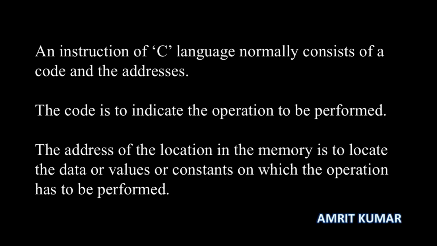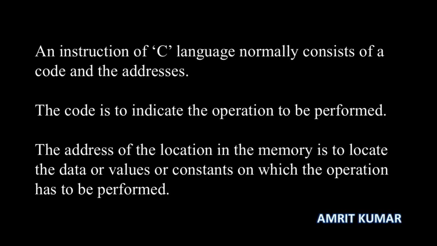language, code your program. We can say coding is that thing which is a set of instructions. So an instruction of the C language normally consists of the code and the addresses. That is clear. The code is to indicate the operation to be performed, and the code tells you what you want to perform in the operation in that file, in that coding.